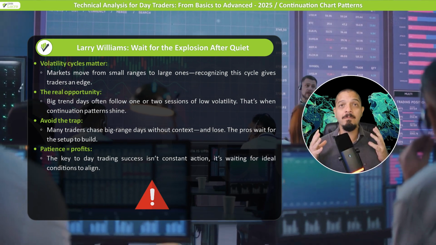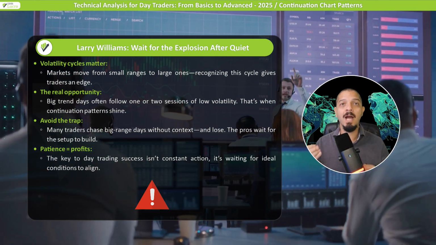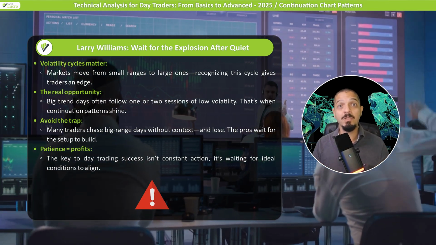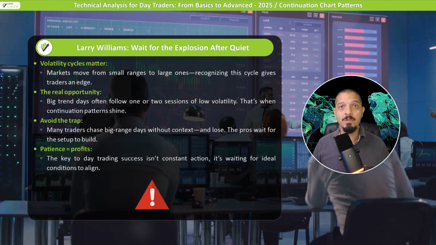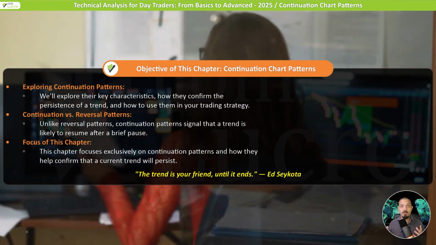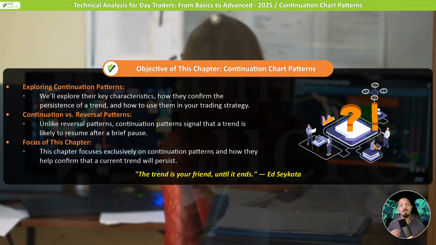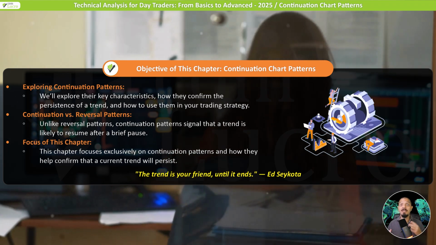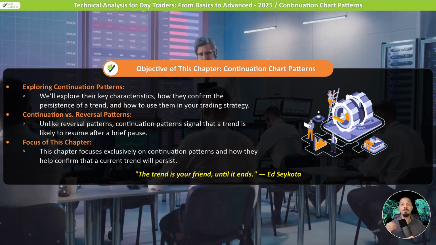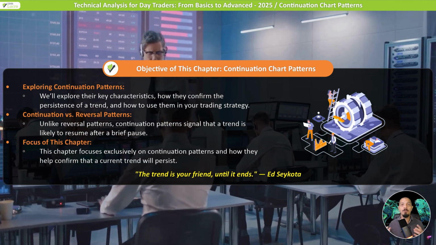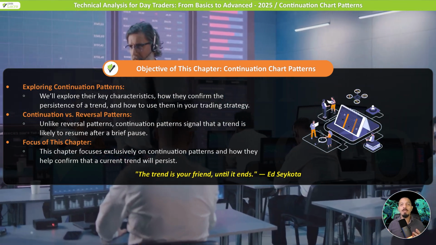With that in mind, let's now explore how to spot and trade key continuation patterns that often follow these moments of market contraction. Before we dive in, it's important to clarify the objective of this chapter. We're going to explore continuation chart patterns, their key characteristics, how they confirm the persistence of an existing trend, and how you can effectively incorporate them into your trading strategy.